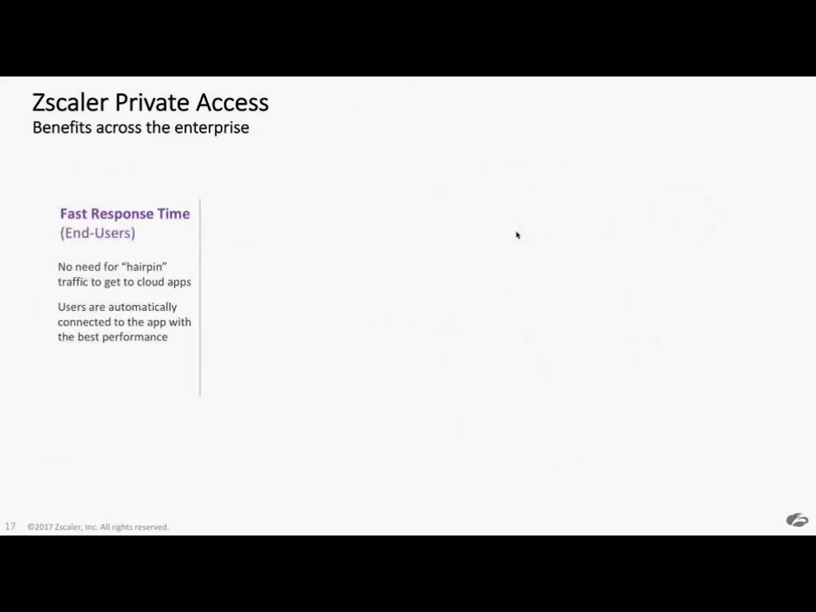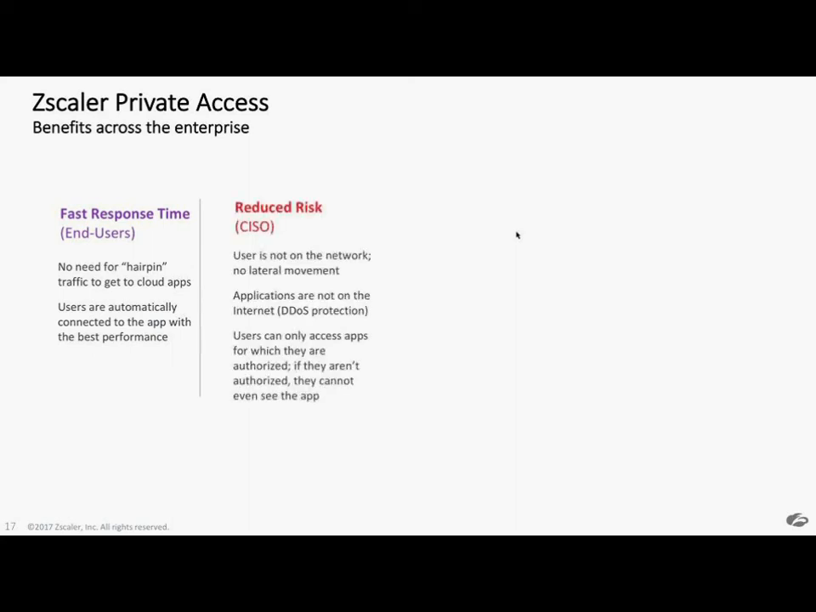So, summarizing the benefits: fast response time for the users. We don't need to bring the traffic into your network to go across a peered link into Azure or AWS. Users get the best response time to their application, so no need to hairpin the traffic into my network.